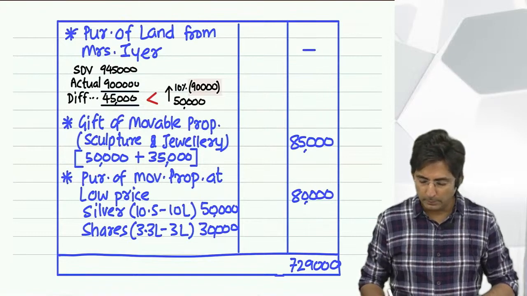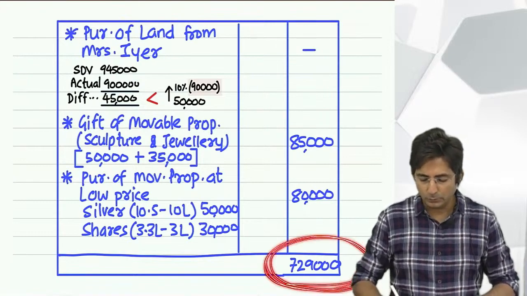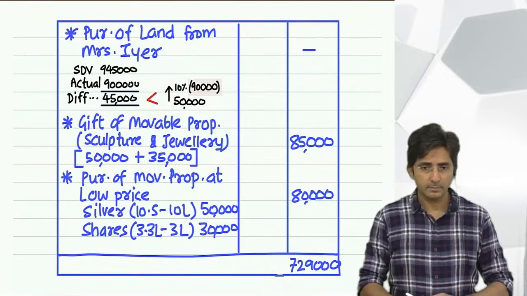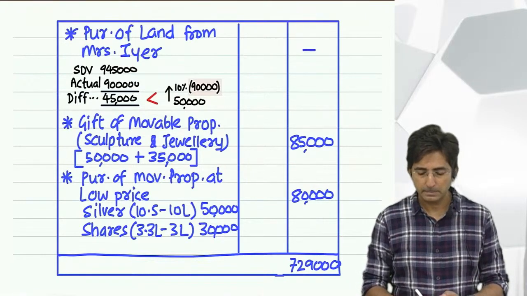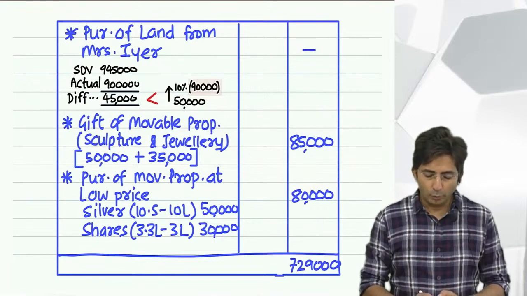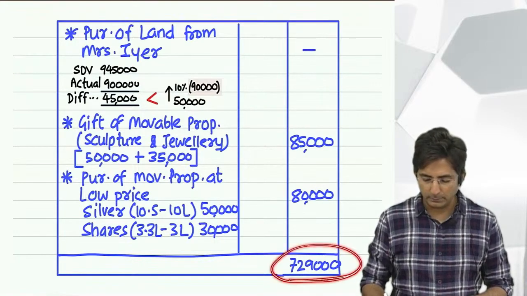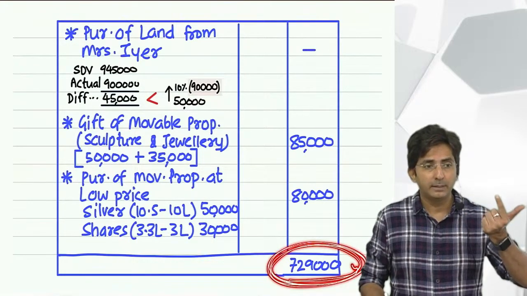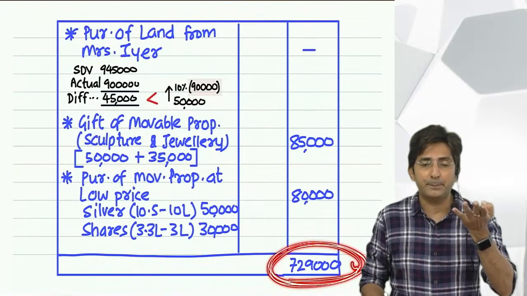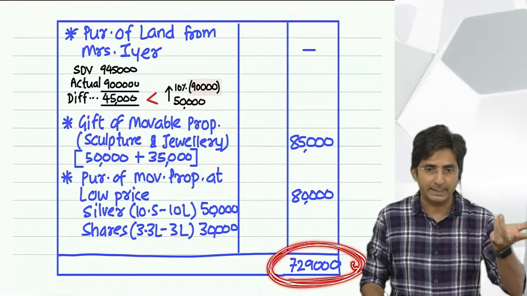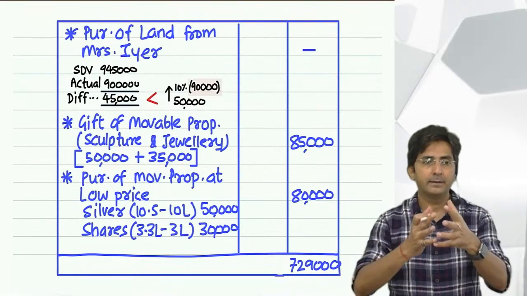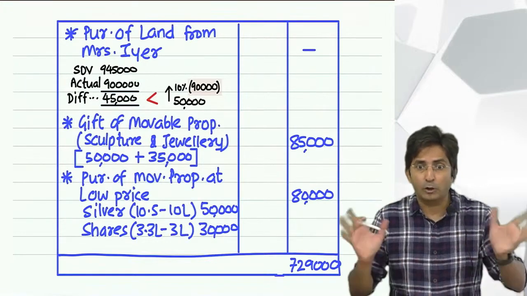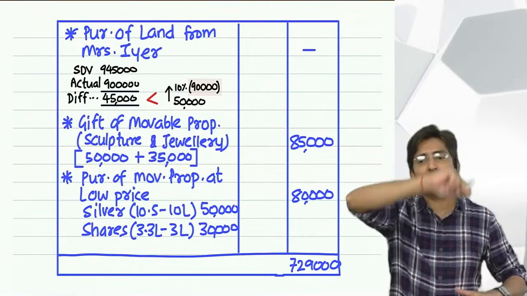Total of the outer column, 7,29,000. What do you do with this 7,29,000? This will be added to the other heads of income: salary, house property, business, capital gains. This gets added to the other heads, and all heads are combined. Then you get gross total income. Then after that there are some deductions which I have not taught yet. And then you calculate the tax.